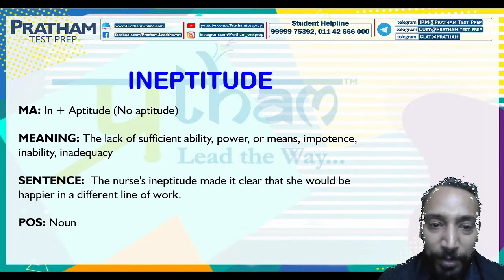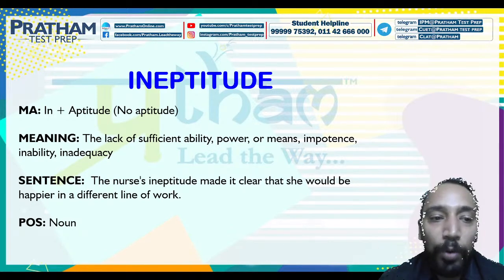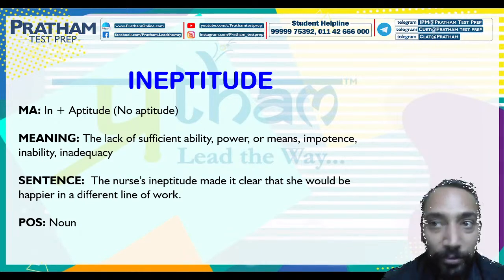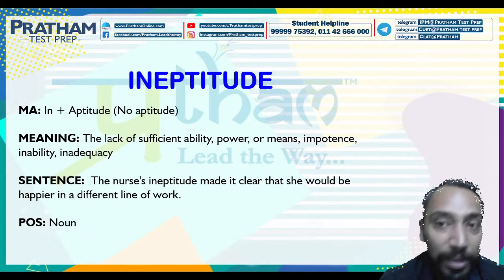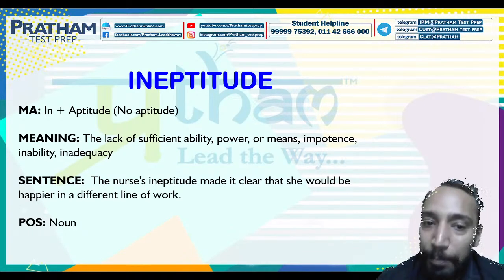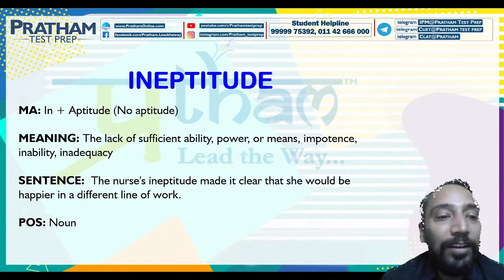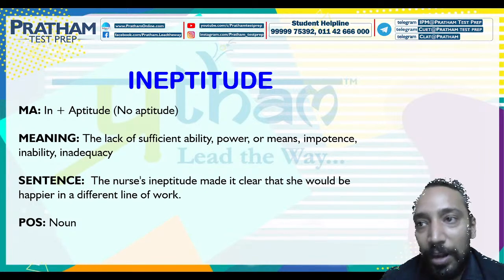How we can use it in a sentence is: the nurse's inaptitude made it clear that she would be happier in a different line of work. Well, she was not happy at all. She was not ready to do her job quite efficiently. So her inaptitude made it clear to her seniors and to the people around her that she would be happier in a different line of work.